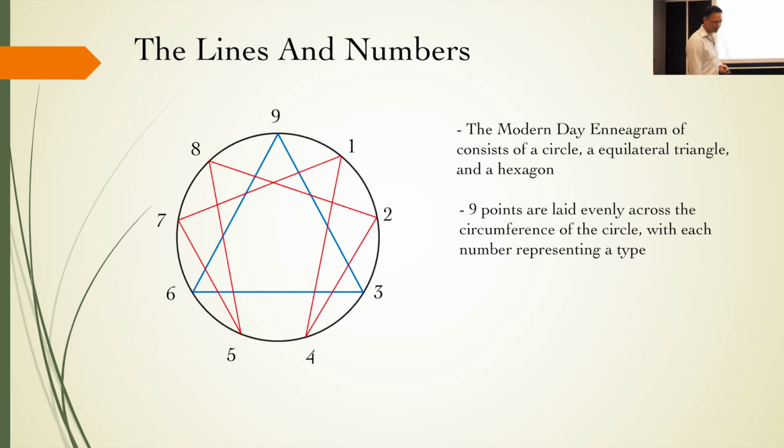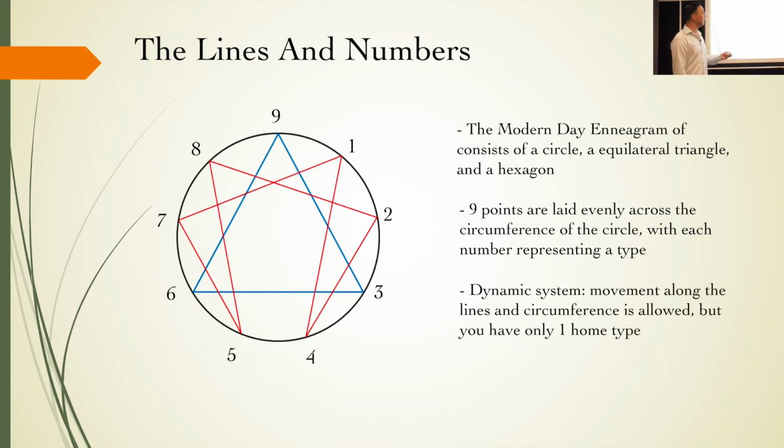So the 9 points are laid evenly across the circumference of the circle, with each number representing a type. And okay, this is a dynamic system. So movement along the lines is allowed. I talked about the law of 7. You move along the lines.